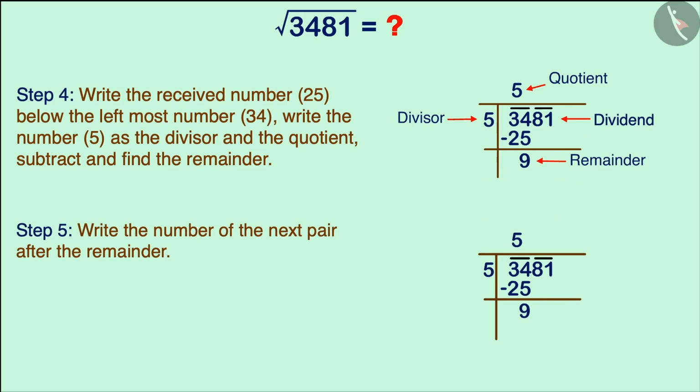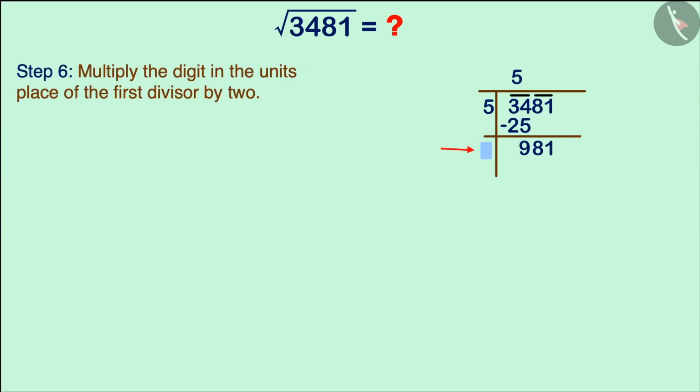Now write the number of the next pair after the remainder. This will give us a new dividend, 981. Now leave a blank space for the units place of the new divisor and multiply the digit in the units place of the first divisor by 2. After this, write the product in front of the blank in this way.